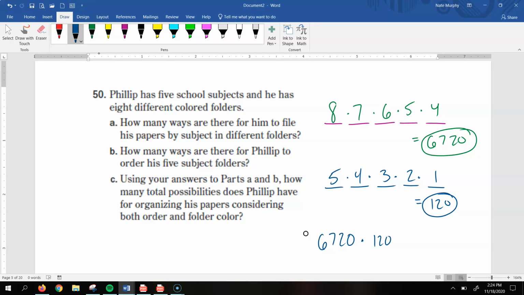We have 6,720 different ways that we could arrange them by the different colors of folders, and then 120 different ways that we could arrange them by subject. So we want to figure out all the different arrangements that we could have with both order and folder color. So we would multiply those. A hint is when we see the word "and" when we're dealing with probability, it usually means we're going to multiply. So we multiply those two together, and when you do that, you get a big number of 806,400. That would be your answer for part C.